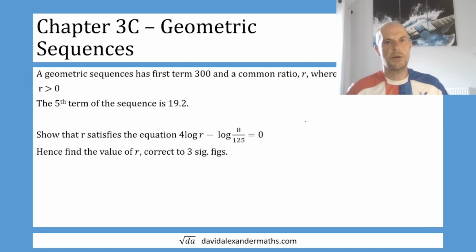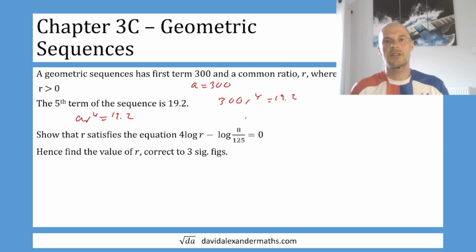Okay, so there's a question quite similar to this in the book. It's not very nice. First term is 300, so therefore A is 300. And if the fifth term is 19.2, then we can say AR to the 4 is 19.2. Now we know that A is 300, so therefore 300 R to the 4 is 19.2. So R to the 4 is 19.2 over 300, and that can be simplified. R to the 4 is positive 8 over 125.